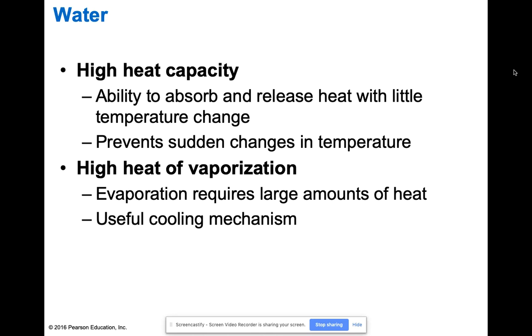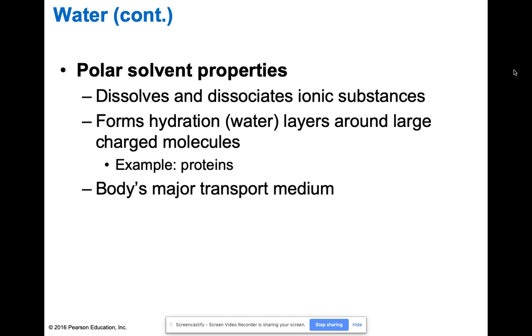It also has a high heat of vaporization. This is the amount of heat that needs to be put into a substance in order for it to turn into a gas. Water needs to be heated to turn into steam. A lot of heat needs to be applied in order for water to turn into steam, which again helps prevent sudden changes in temperature, but it also acts as a useful cooling mechanism, like when you sweat on your skin, right? When the water is evaporated off of the surface of your skin, it leaves behind a cooling sensation. It's called evaporative cooling when we experience cooling because we're sweating.